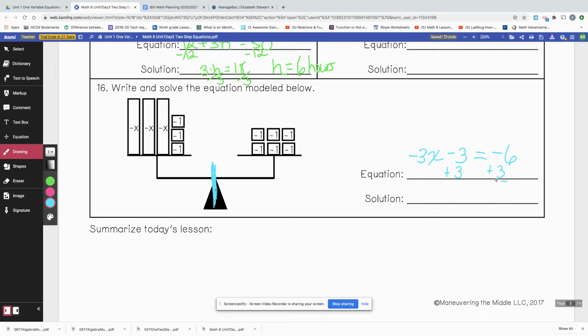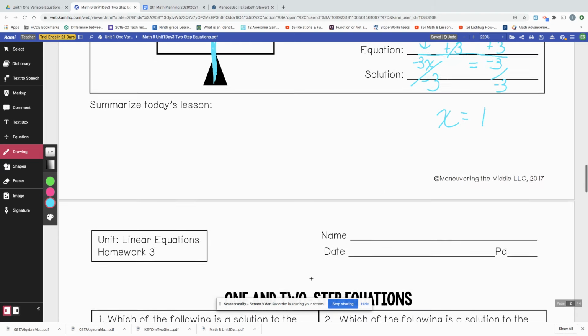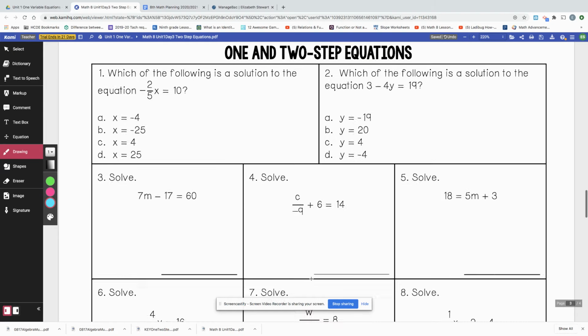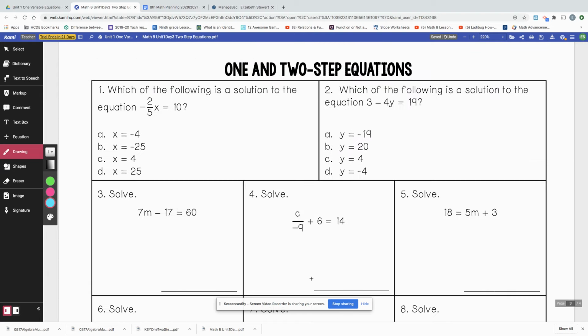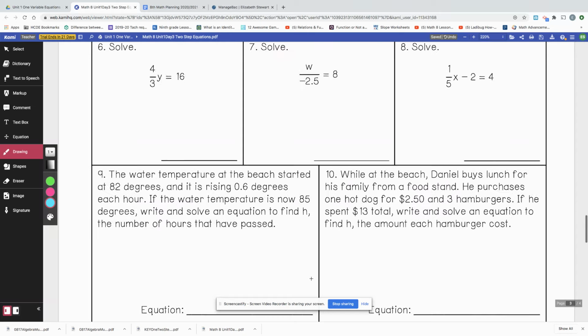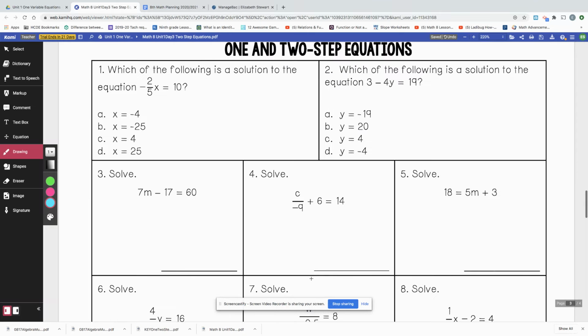Use those inverse operations to reverse subtraction. I'm going to add 3, still have negative 3x. This zeroes out, is equal to negative 3. Divide by negative 3, and x is equal to positive 1. I'm going to continue working through these problems silently. Make sure that you know how to do them.